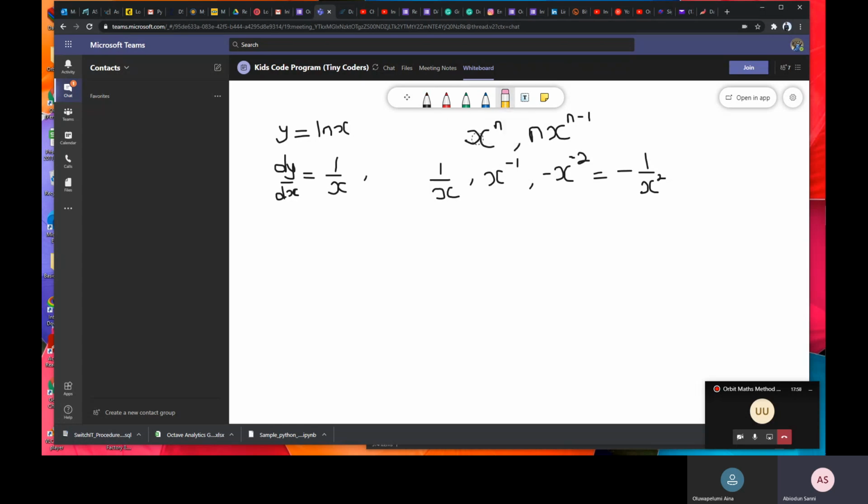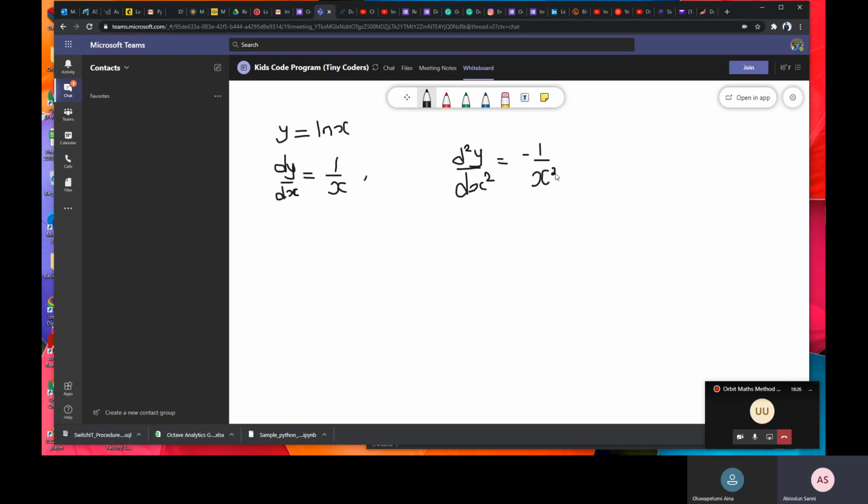Alright, so let me erase this now. So our second derivative, d squared y over dx squared, is minus 1 over x squared.